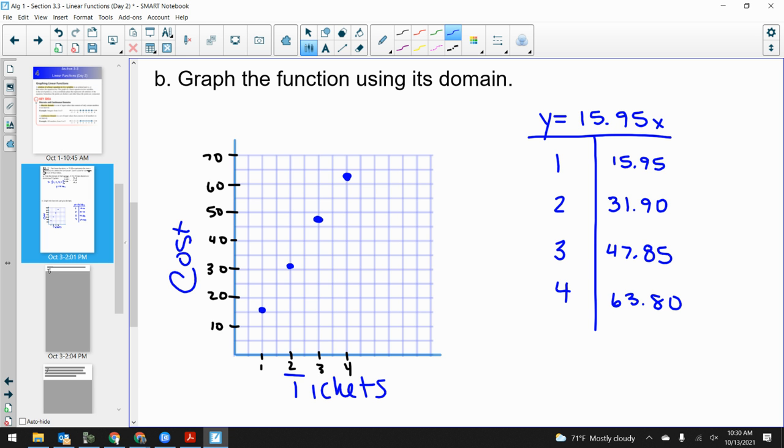Why is that the case? Well, if I were to truly do this, now watch up here, please. You should not be doing this, but if I did connect my dots, what am I saying there? I'm saying that this piece in here could possibly be a solution. Is 2.5 a possible solution? No. We cannot have 2.5 tickets, so we should not have connected our dots. You only connect your dots when you have a continuous domain and not a discrete domain.